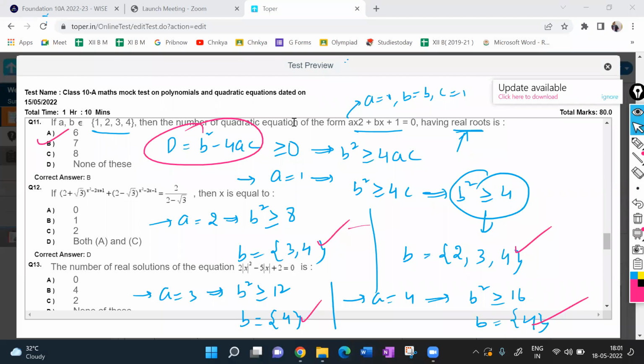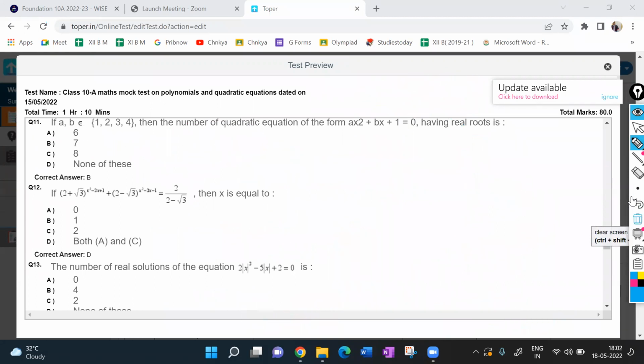See, how did I get the idea that I have to use the discriminant concept only? Because by using the nature of the roots concept, I get that idea. Substituting the A value, B value, C value: here the A value is A, the B value is B, and the C value is 1. So substituting here, I got B square. A is 1, 2, 3, 4, I took all the possible values and I checked. So this is what I got. There are 7 possible B values. So this is our answer. Let me clear the screen. Let's go for the next question.